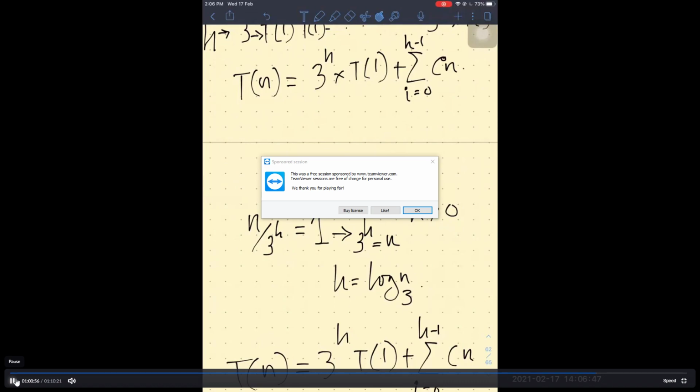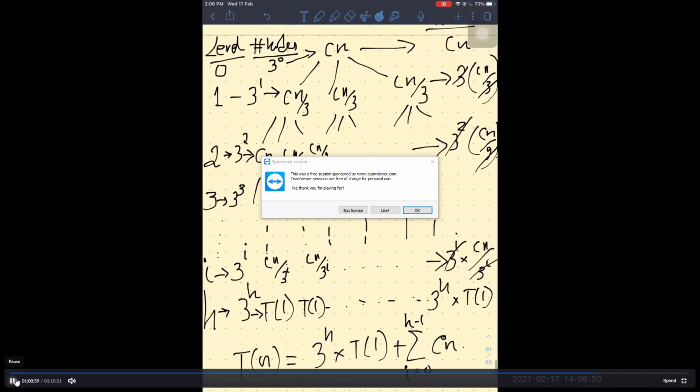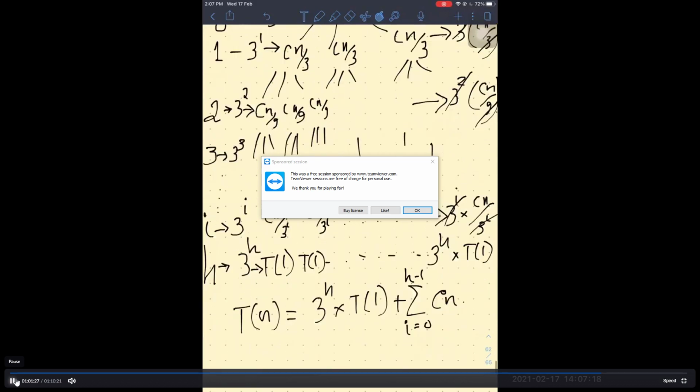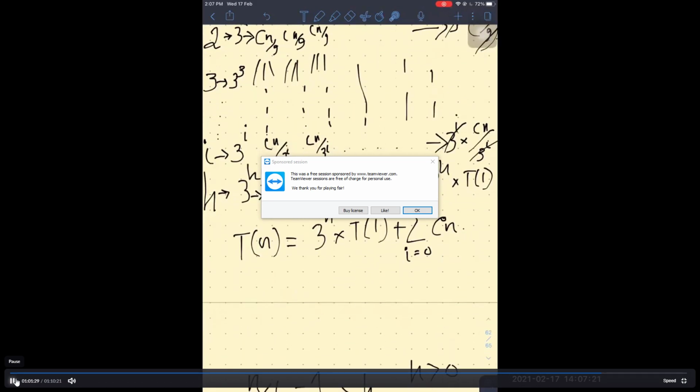Why h minus 1? Why is it not h? Because we assume that at level h, we are getting T(1). This was our assumption. So for this general term of the tree, it will only work up to h minus 1, the level above that. For the hth level, we can say that. So that way we get h minus 1 here.